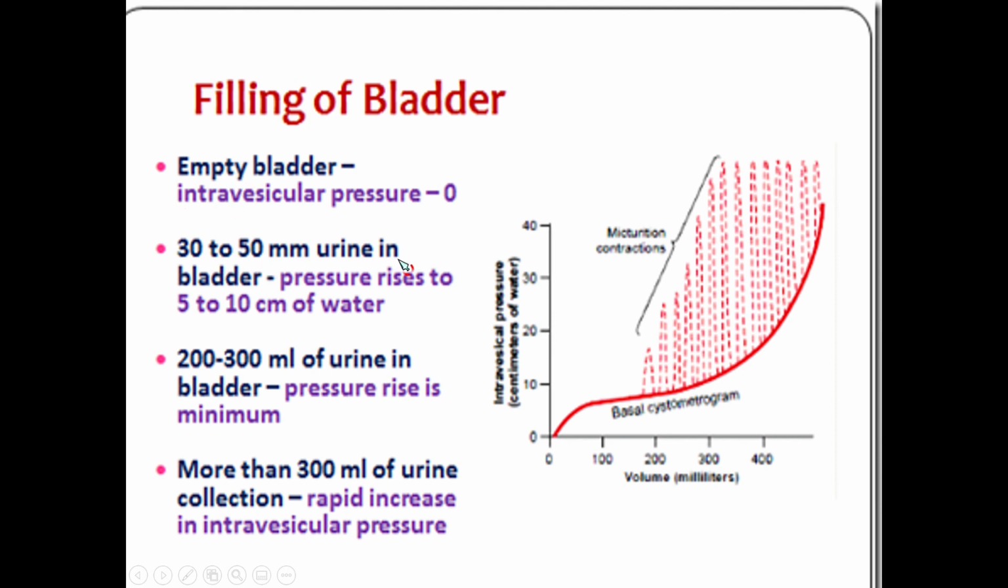Sorry, this is not proper, this should be ml of urine. At 30 to 50 ml of urine in the bladder, pressure rises to 5 to 10 centimeters of water. When it moves to 200 to 300 ml, the pressure rises minimally. I told you earlier that up to 400 ml the pressure remains at 10. If you move along the diagram this way, when the bladder fills above that, and above 700 you can't control it.